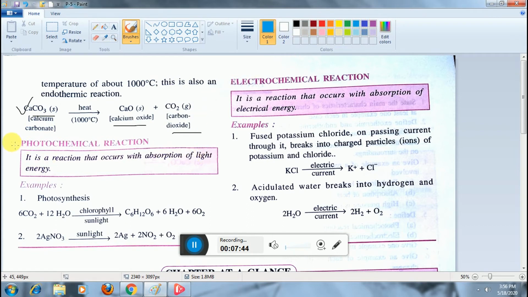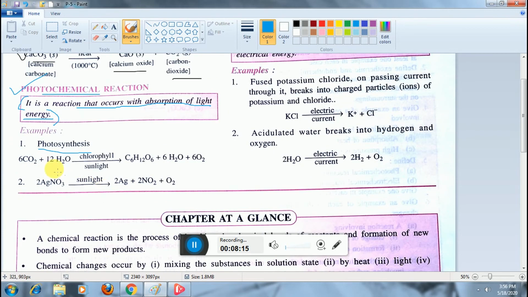Next important example is photochemical reactions. It is a special type of reaction that occurs with absorption of light as a source of energy. According to Planck's quantum theory, light contains energy packets, which are termed photons. On absorption of a photon, these types of reactions will occur.